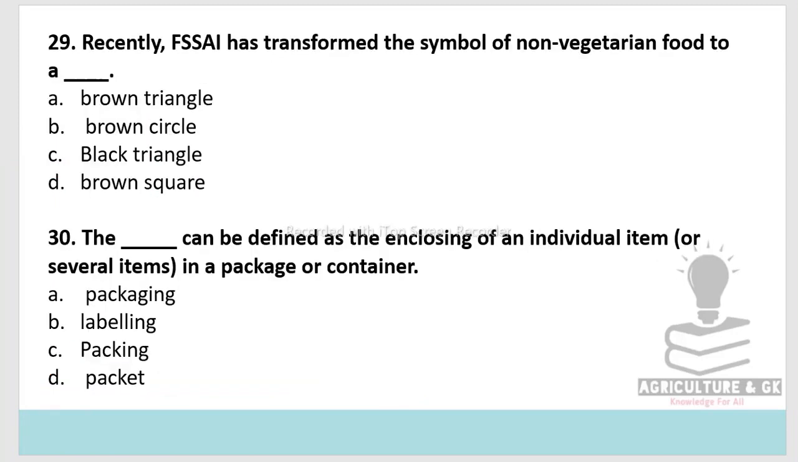Now moving to the next question. Recently, FSSAI has transformed the symbol of non-vegetarian food to a brown triangle, brown circle, black triangle, brown square. So recently the change that was made to the non-vegetarian food. So what was it?